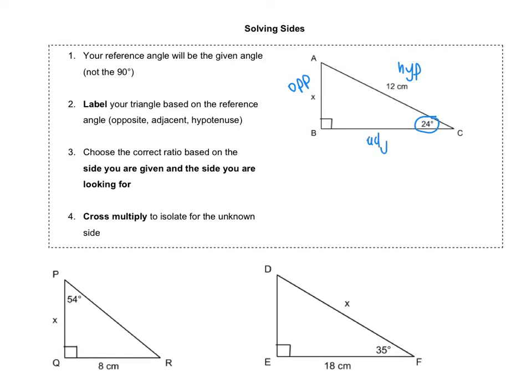Now, once you've labeled your triangle, you have to pick the correct ratio to use because you can choose sine, cos, or tan. So I'm just going to write SOHCAHTOA. And you want to pick the ratio that only has one unknown. And your ratio also has to have the side that you're looking for. So I'm looking for X, which is opposite. I'm not given adjacent, so that's useless to me, but I am given hypotenuse. So that would mean O and H. O and H is part of SO. That means I'm going to use sine.